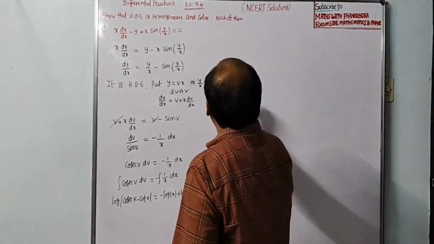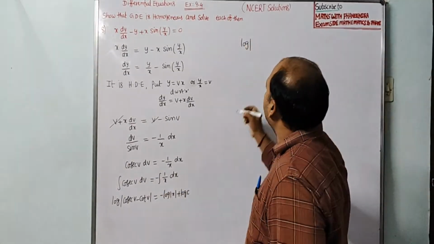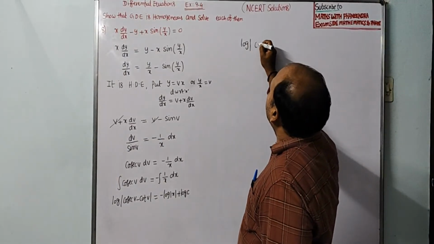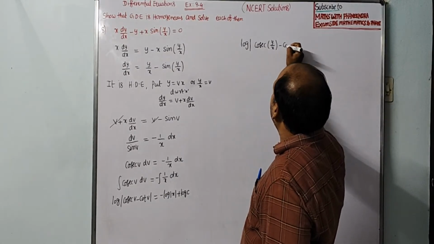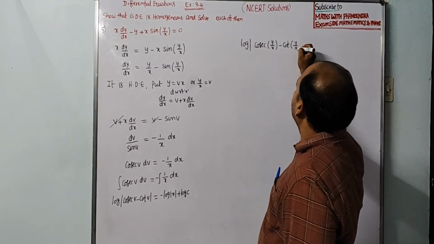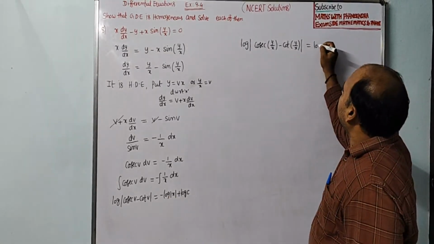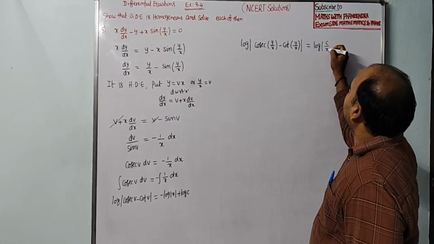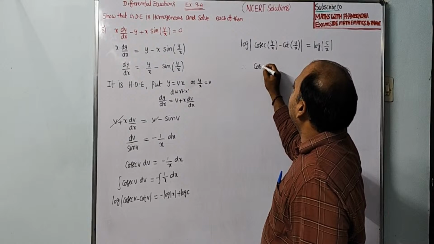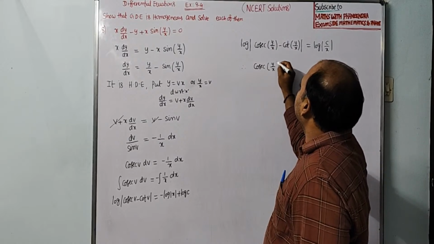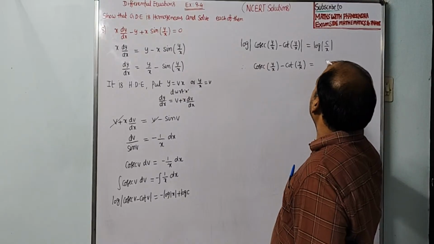Now, log mod, wherever v is there, replace with the cosecant of y by x minus cot of y by x is equal to log a minus log b, log a by b, log c by x. Comparing both the log functions, cosecant of y by x minus cot of y by x is equal to c by x.